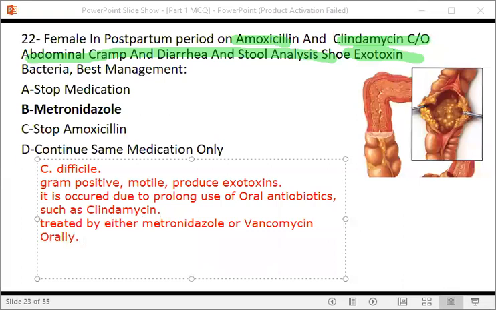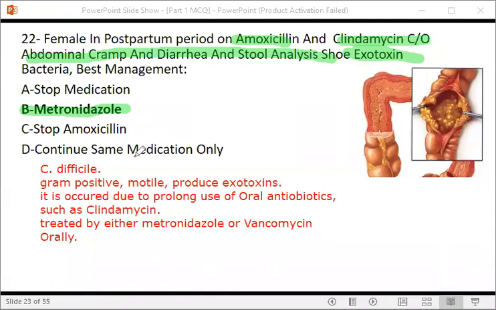Vancomycin is usually given IV because it has very low absorption, but here we give vancomycin orally. Okay, so what's the best management? Of course, the best management here is to give the patient metronidazole. You actually have to stop the medication and switch to another one, but their question is best management, so they are not clear. If they said next, I would think about stopping the medication and starting metronidazole, but the best here is metronidazole. God willing, this is the right answer, but stopping the medication is right too.